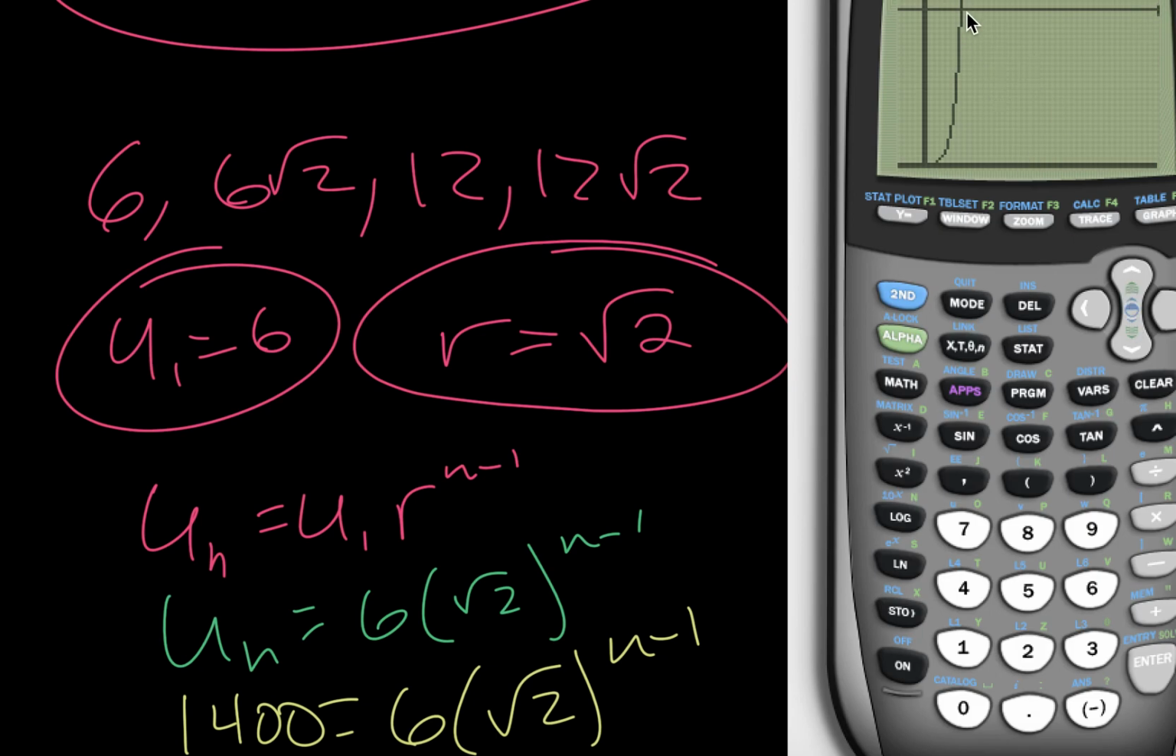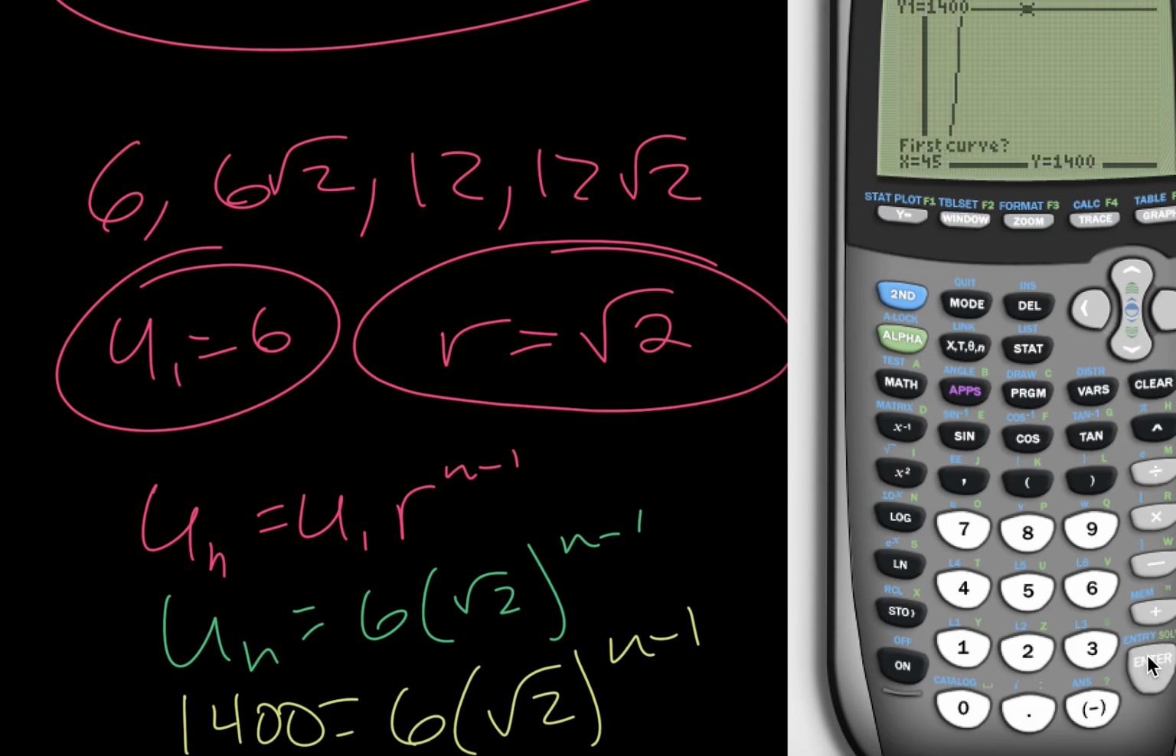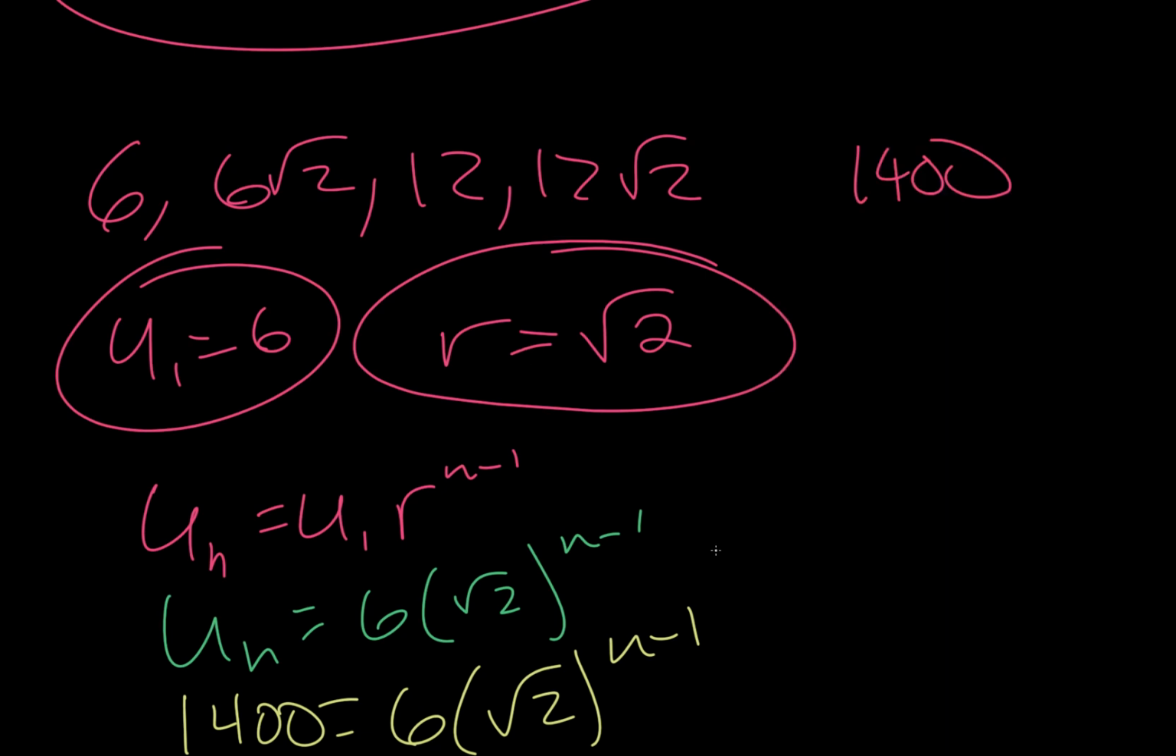And we just need to see where they cross, so we're going to use that same intersect function. Click the first curve, click the second curve, and then we're going to guess. I know it's hard to see, but there's our thing. So I'm going to guess right there. Okay, so the number it gave us is 16.7.